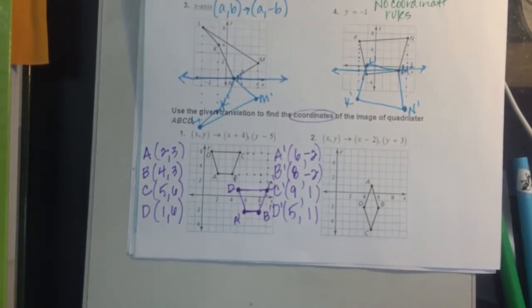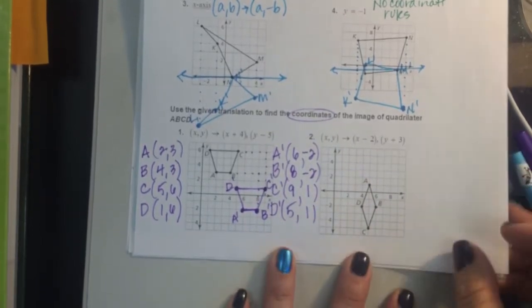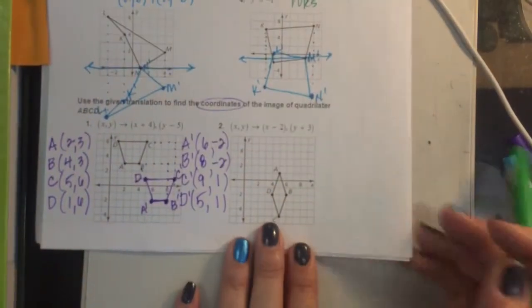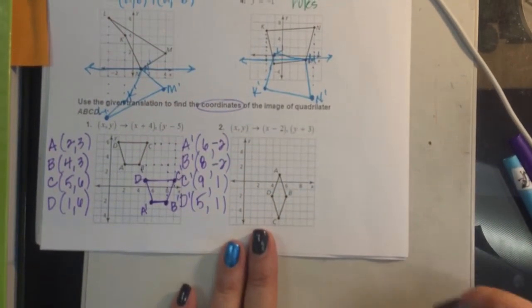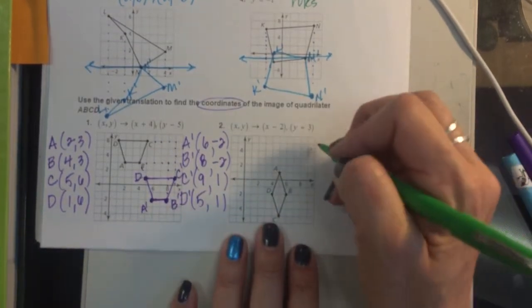All right, and so then for the second one, look at me. I didn't give myself any room to put my coordinates for 2. Oh, sure, I can do them over here. It does say find the coordinates. It doesn't say graph the coordinates, it says find it. So I covered myself by putting them there.